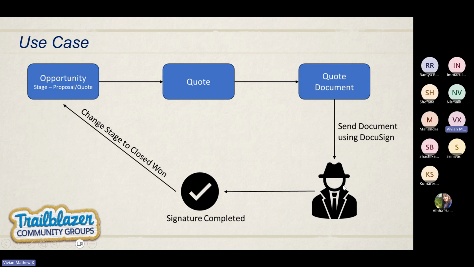Now the buyer will receive a notification in their email once the quote document is sent. From there, you'll be able to open the DocuSign document, sign it and send it back to you. You can also add a second signer based on your business needs. Currently, we have created two signers for our demo.